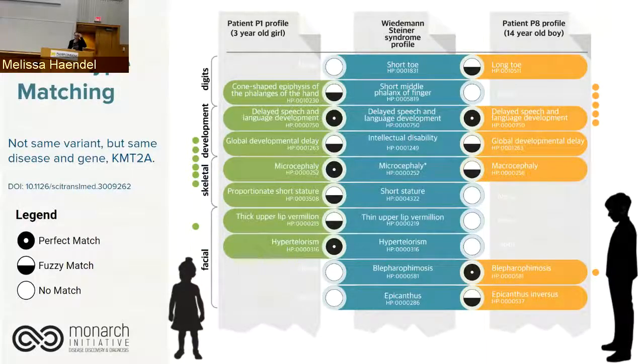And this is a real case where two patients, one on the left, a 3-year-old girl, and a 14-year-old boy over there on the right, both came into the same clinic within 2 weeks of each other. And the clinician did not recognize either of the two patients as having Wiedemann-Steiner syndrome. And the patients themselves had slightly different phenotypic features than would be expected for Wiedemann-Steiner syndrome. And in fact, some of those features are actually the opposite. So over here on the right, the 14-year-old boy has long toes.